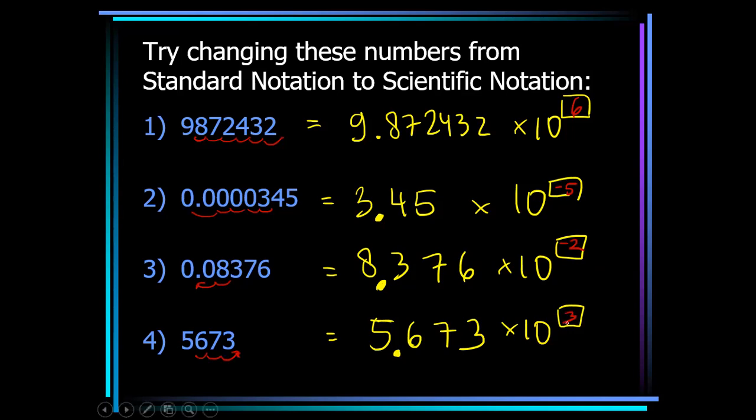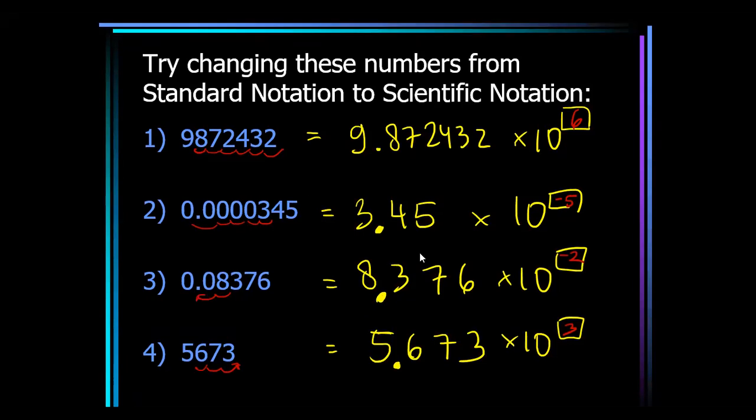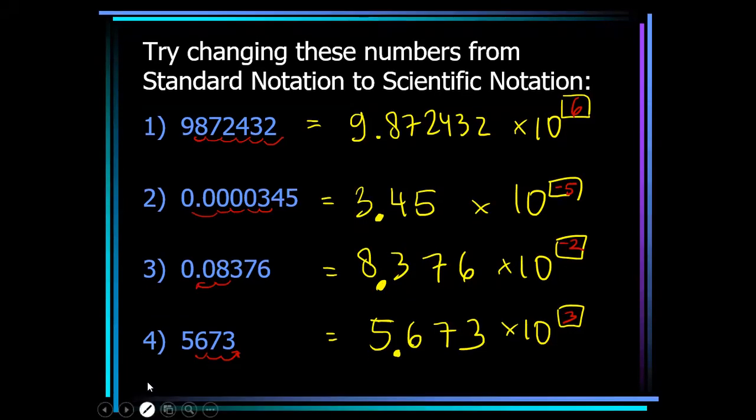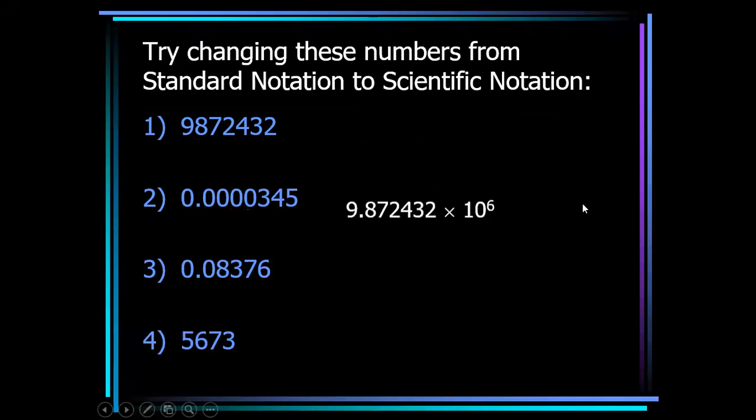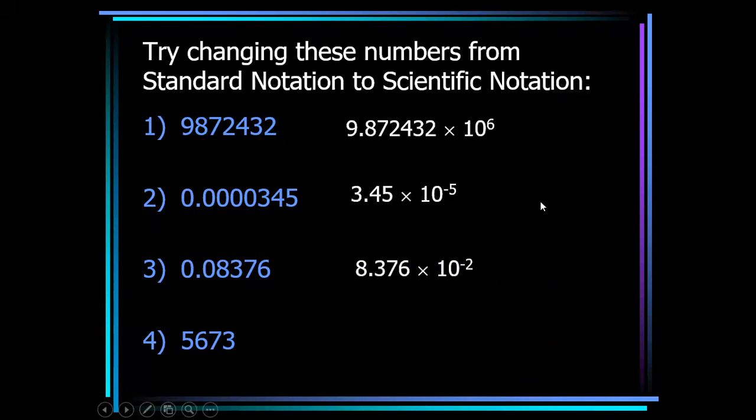That's how you think of the number. Oh no, I get it. It's not too difficult. So basically, a big number has a positive exponent, a small number has a negative exponent. That's how we deal with the exponent. Okay, let's check. 6, negative 5, negative 2, 3. That's it. That's right.